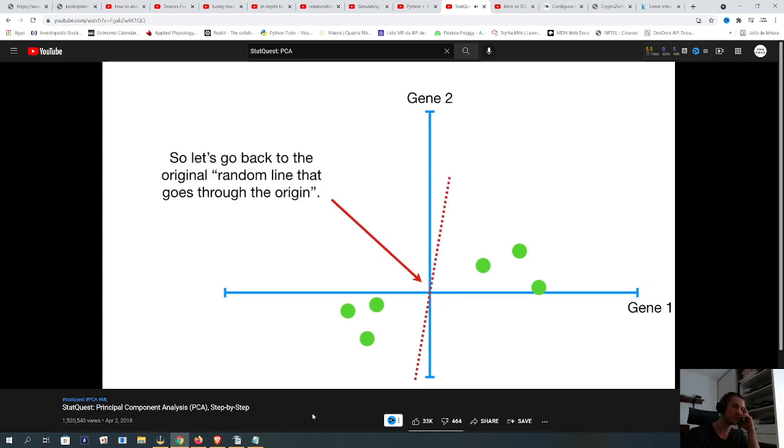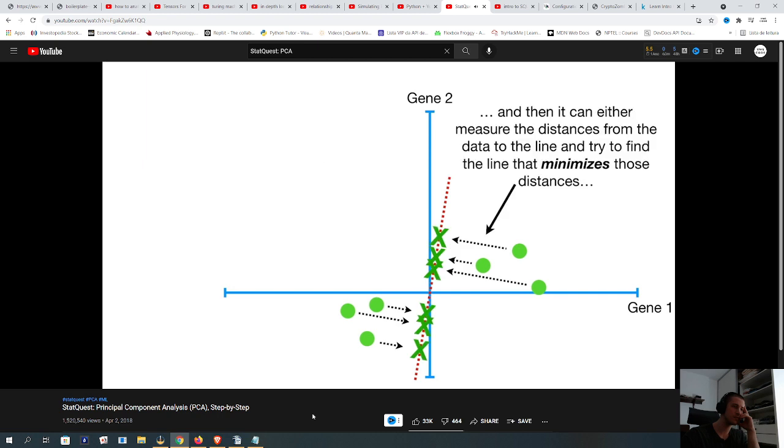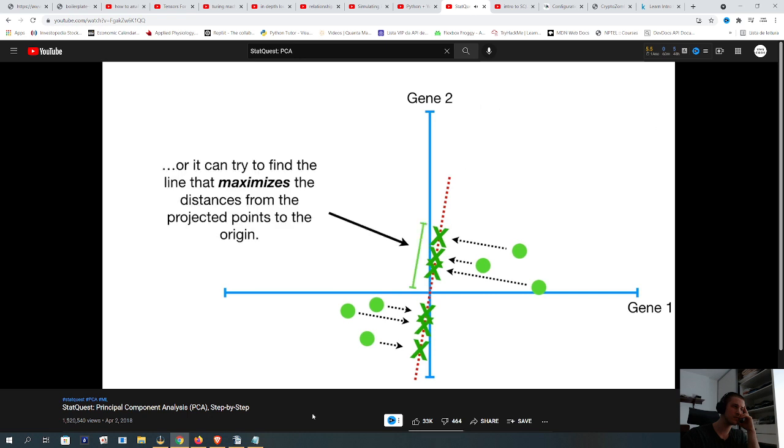So let's go back to the original, a random line that goes through the origin. To quantify how good this line fits the data, PCA projects the data onto it. And then it can either measure the distances from the data to the line and try to find a line that minimizes those distances, or it can try to find a line that maximizes the distances from the projected points to the origin.